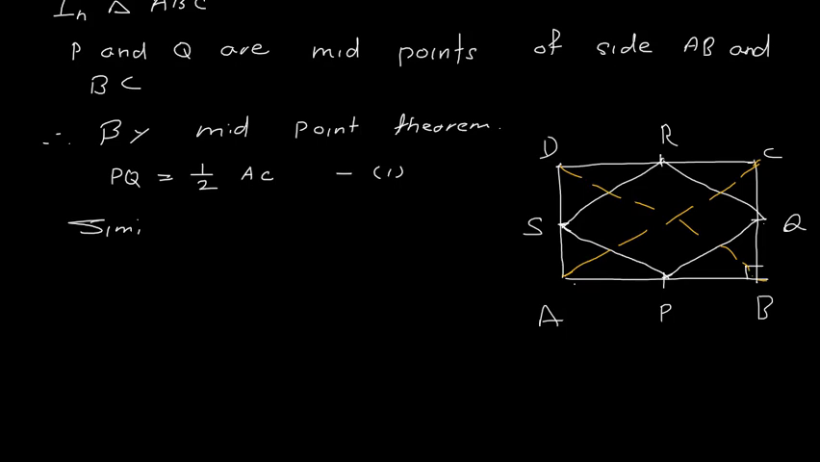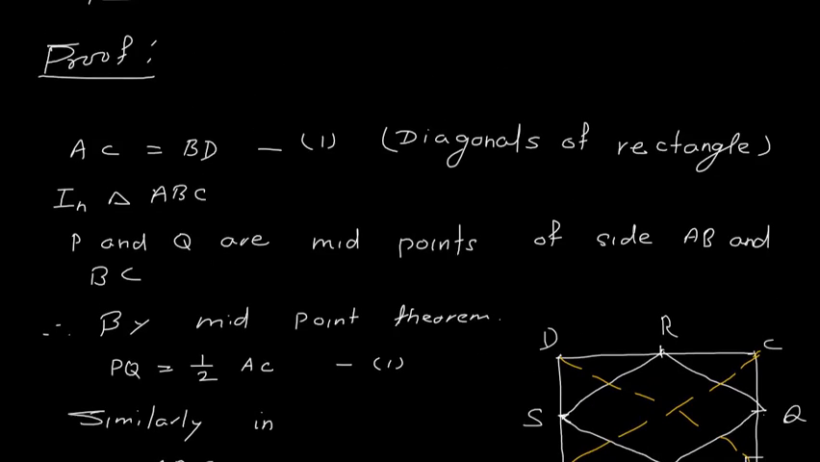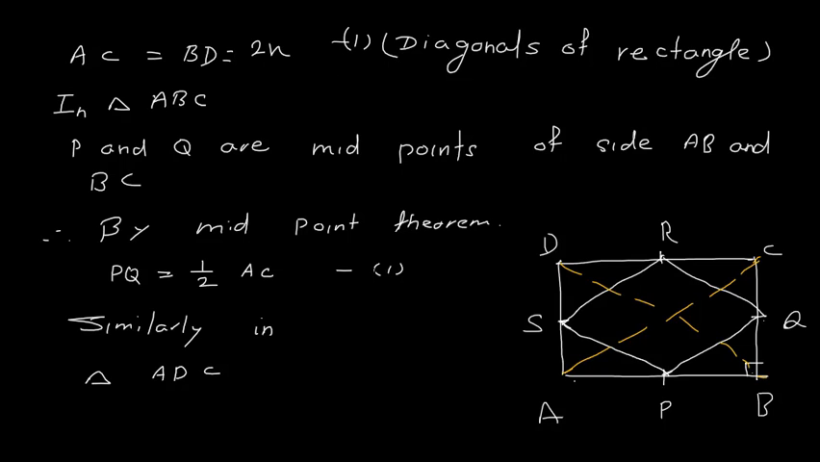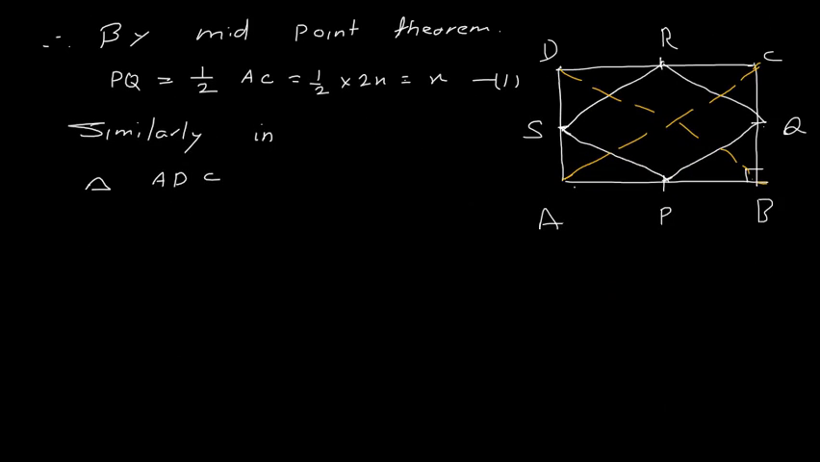Similarly, in triangle ADC. Now here we have AC equal to BD, so let us take this as 2x. PQ is half of AC, which is half of 2x, that is equal to x. Similarly, in triangle ADC, SR will be equal to half of AC, which is half of 2x, equal to x. This is equation 2.